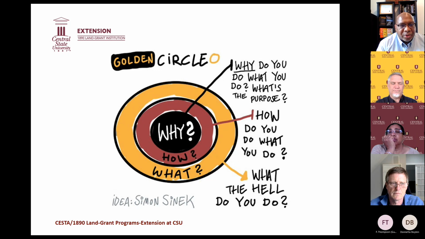You have your what, in terms of what you do; how, how you do what you do; and then your why, which is your purpose. Why do you do the things that you do? That can be applied at the organizational level as well as the individual level. So in terms of what I am working on, I would put it into this framework of the golden circle, and start with why.